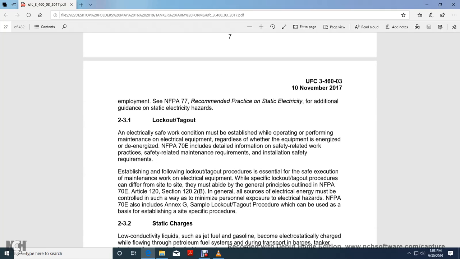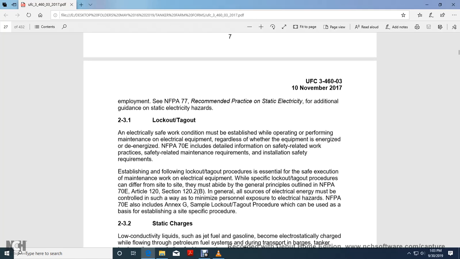2.3.1 Lockout and tagout. An electrical safe working condition must be established while performing maintenance on electrical equipment, regardless of whether the equipment is energized or de-energized. National Fire Protection Association 70E includes detailed information on safety-related work practices, safety-related maintenance requirements, and installation safety requirements. Establishing and following lockout and tagout procedures is essential for the safe execution of maintenance work on electrical equipment.